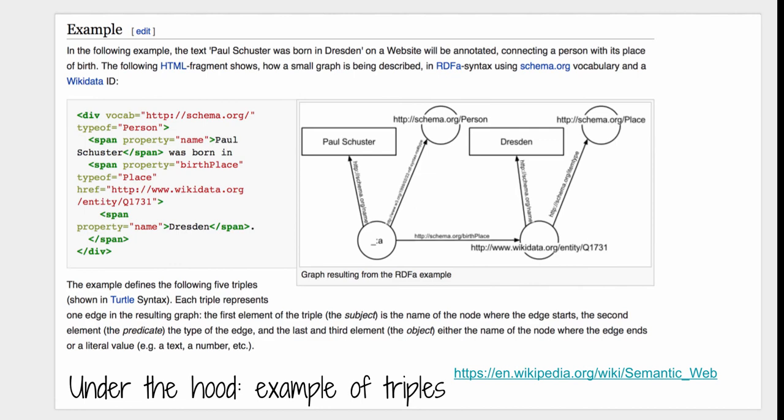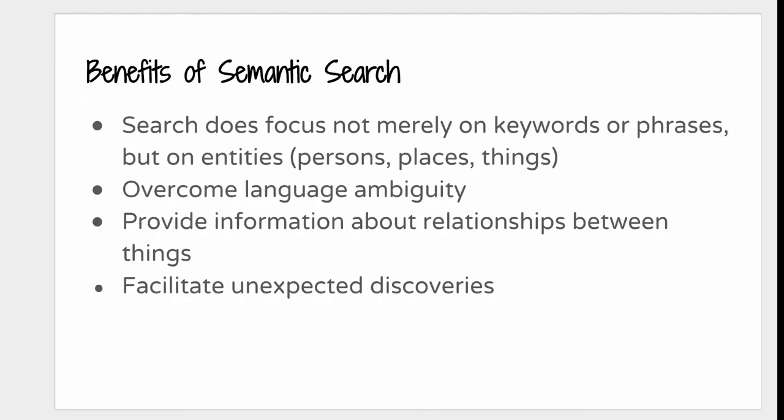And you can see here that in this example, this is just one piece of data. Paul Schuster was born in Dresden, and this is analyzed and annotated, and it connects this person with this place in the form of what people call a graph that is a triple, and this is RDFa. You can see what the code looks like, and this is how it looks diagrammed. So I know you may not necessarily get deeply involved in the under-the-hood stuff of semantic search. I never really have, but I want you to understand what's happening.